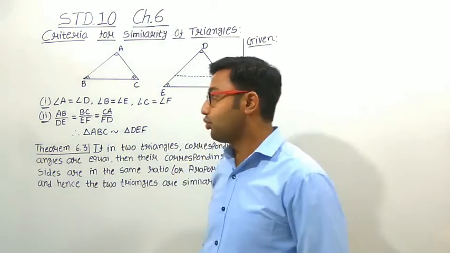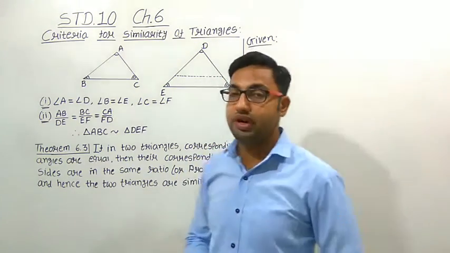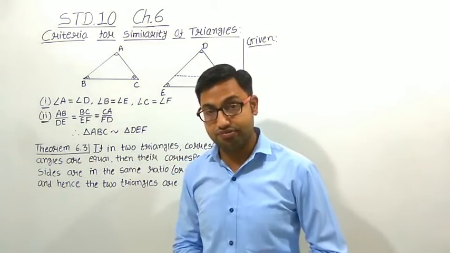Hello students, today we will study the criteria for similarity of triangles. This is the topic of standard 10, chapter number 6, Triangles.